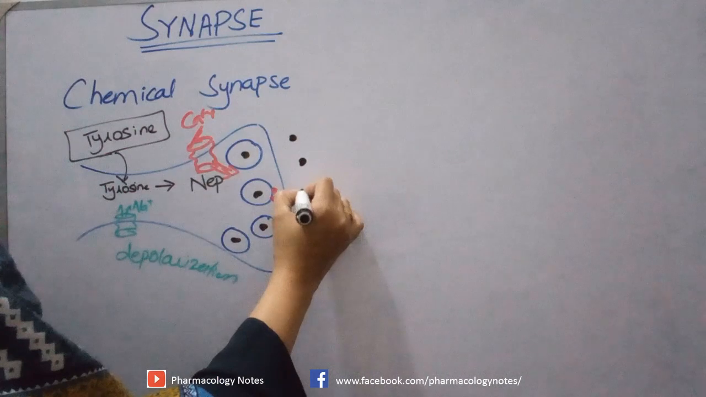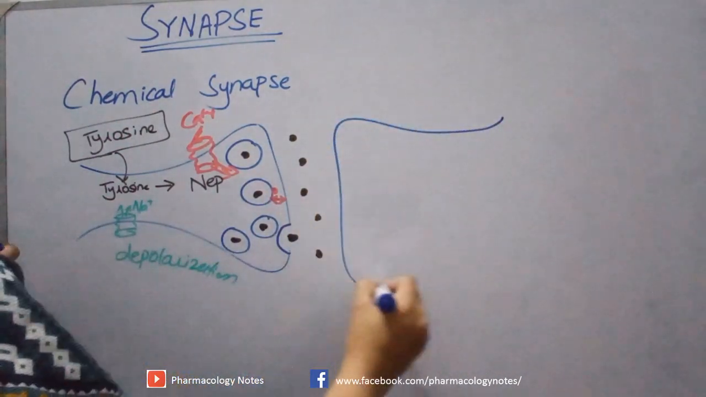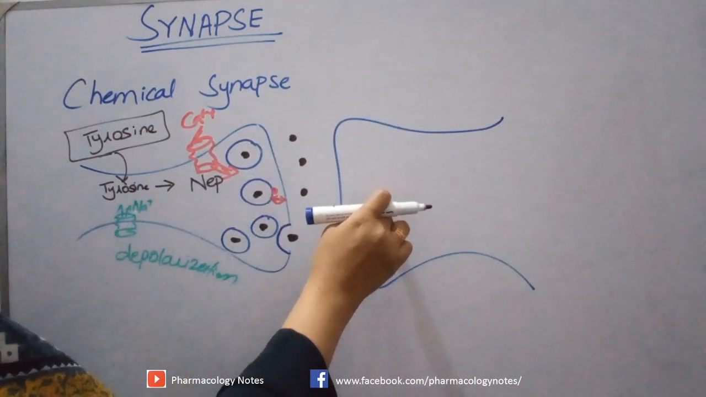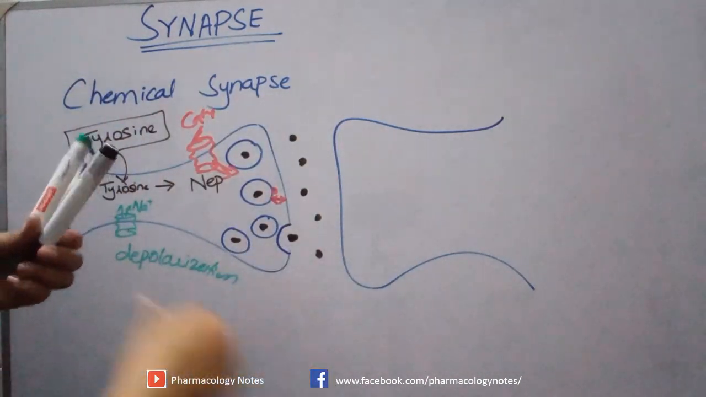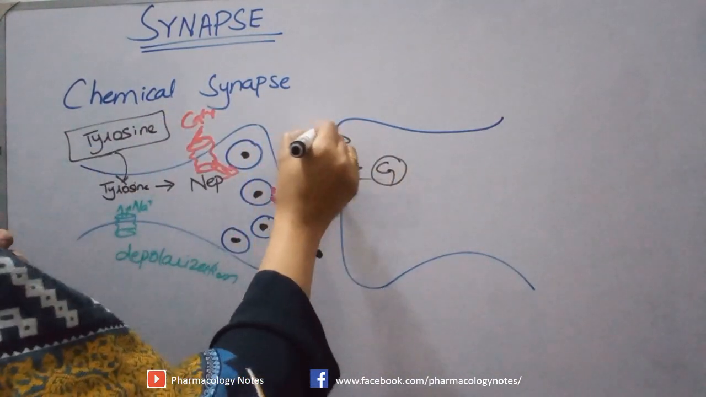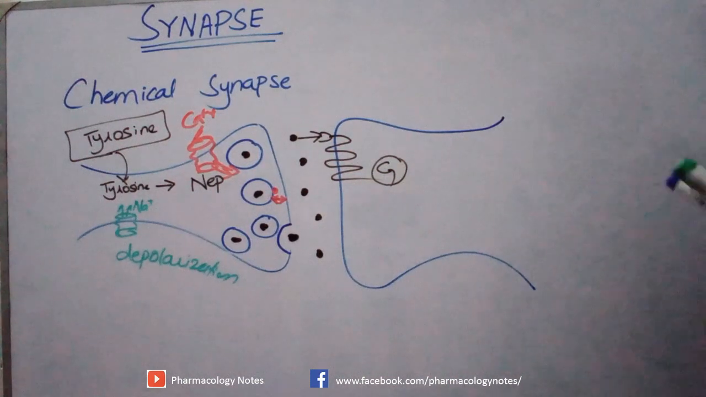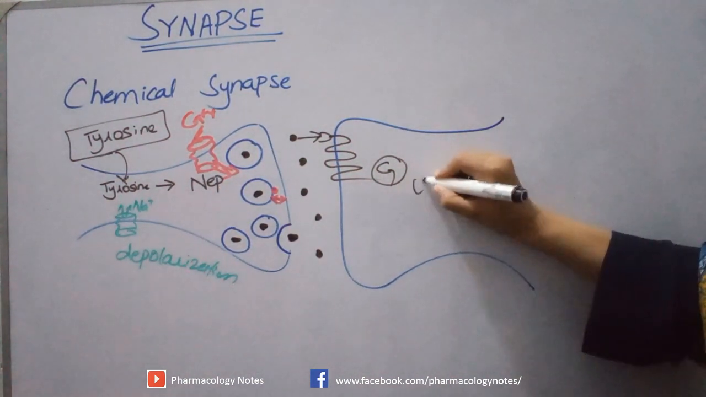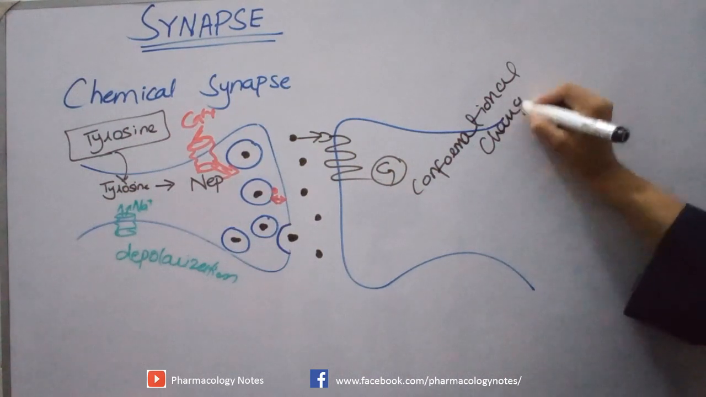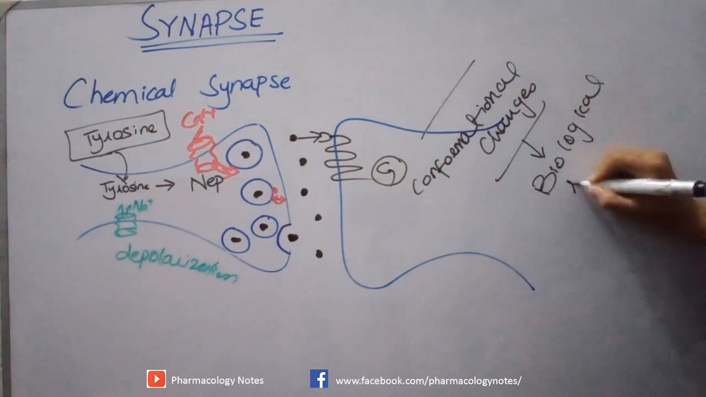Multiple types of chemical entities are present which are released and take part in communication. They are released from the presynaptic neuron, move into the synaptic cleft and act on a postsynaptic neuron. On the postsynaptic neuron, they have their particular receptors. They go here, bind with receptors, and produce biological changes. Which changes are produced? Conformational changes are produced, which lead to a biological response.